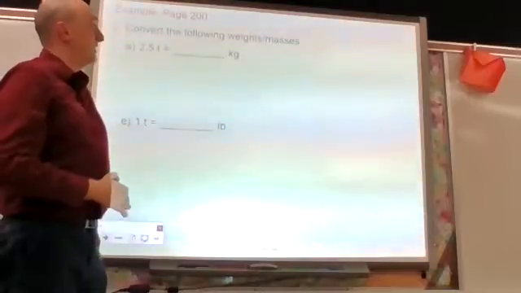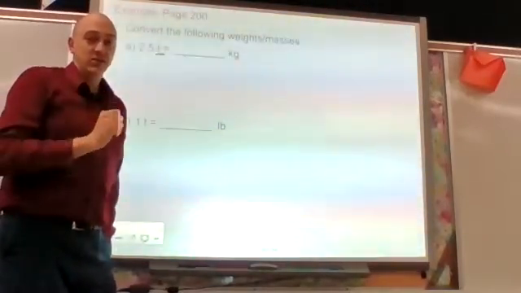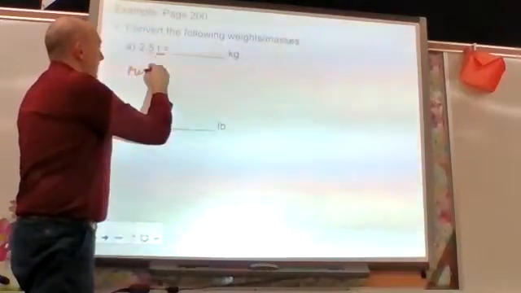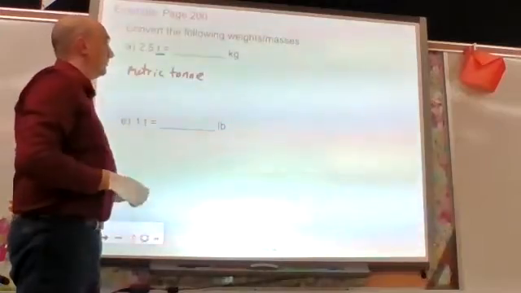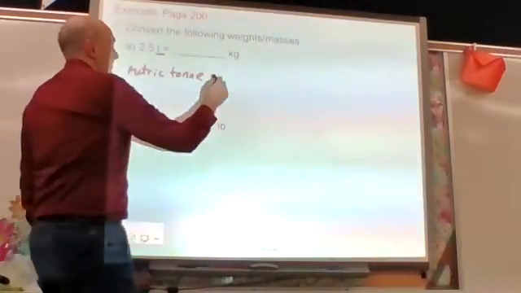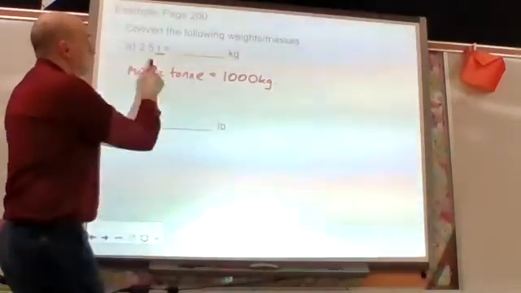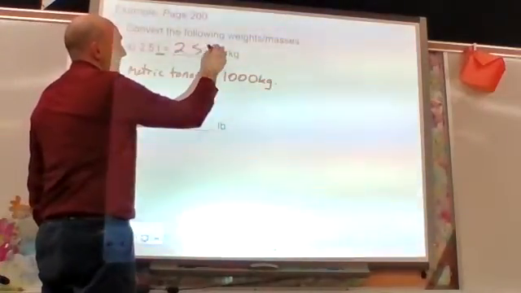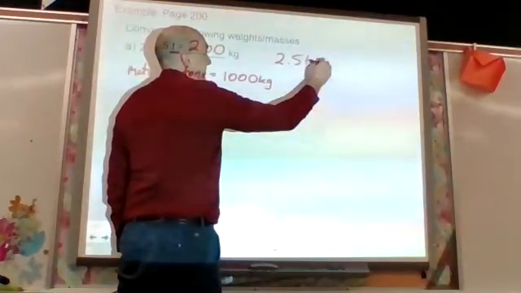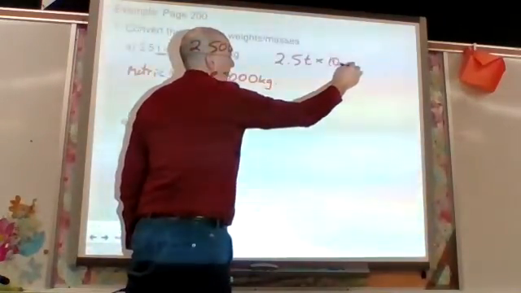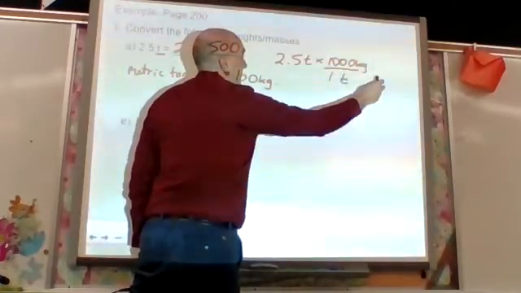So convert the following weights and masses. 2.5 T, what is just a T? That is the metric ton. Right? So that metric ton equals 1,000 kilograms. So 2.5 tons is going to be 2,500 kilograms. That's 2.5 T times 1,000 kilograms per 1 T.